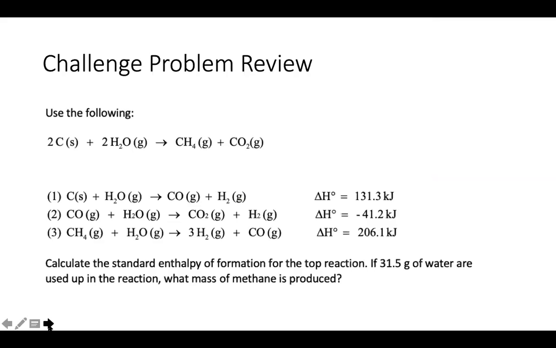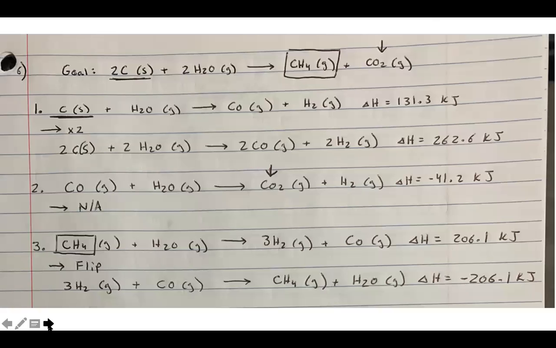So here's the other example. I ask you to calculate the standard enthalpy change for the reaction. And then I also ask if 31.5 grams of water are used up, what mass of methane is produced. I think I meant to ask about energy there, but I also have that answer just at the end if you wanted it. But again, this is a Hess's law question. And so I wrote my goal reaction at the top. So 2 carbon solids plus 2 water gases goes to methane gas plus CO2.